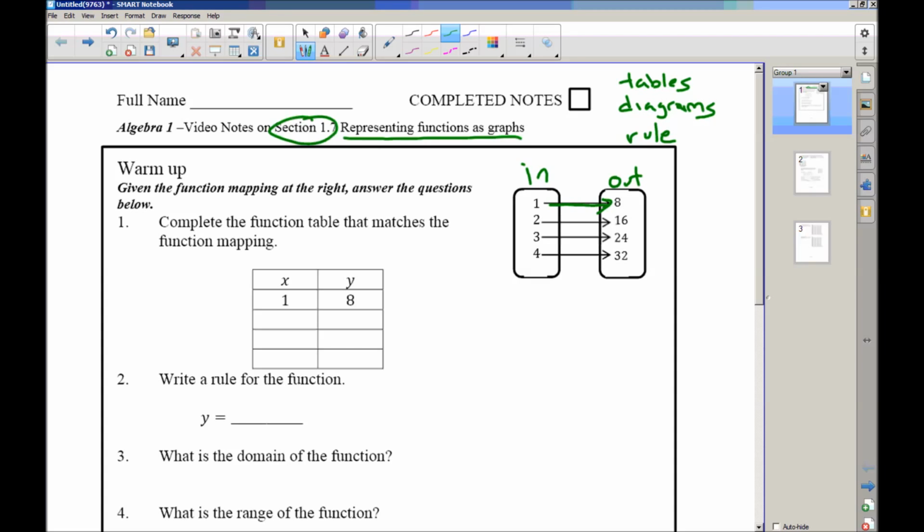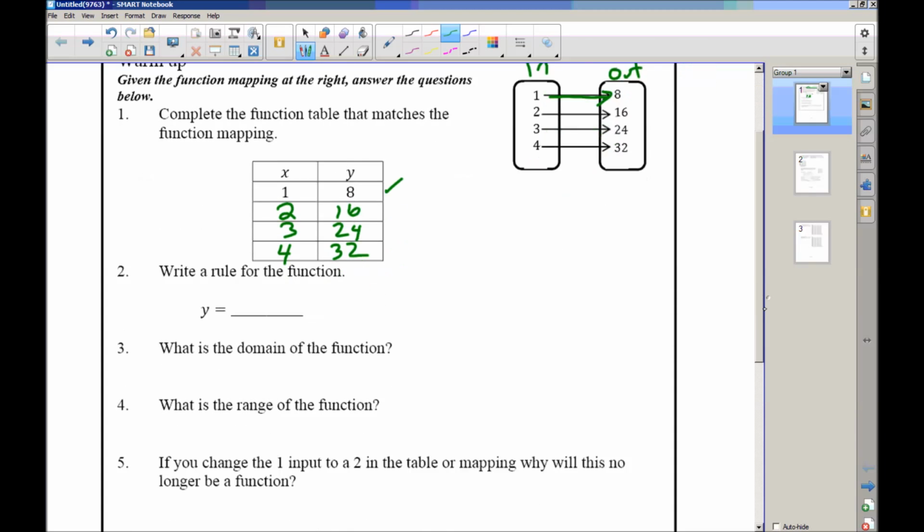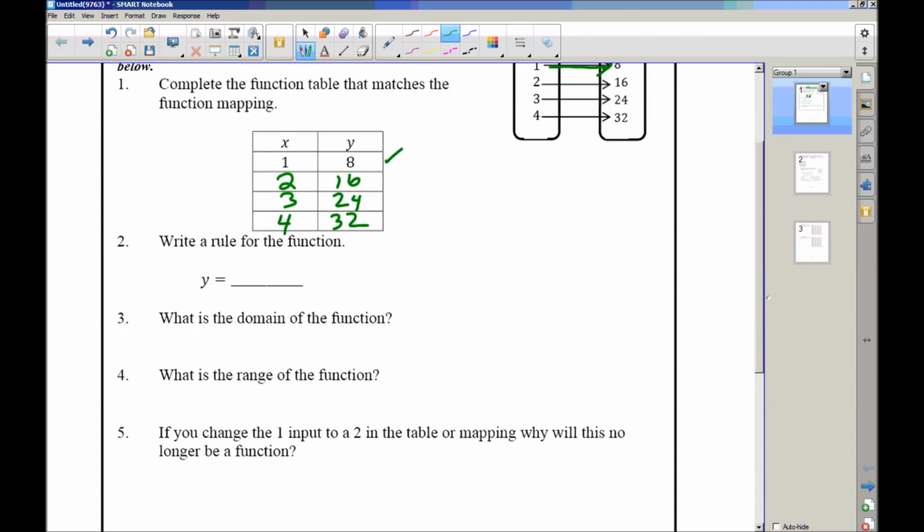And our first input points to 8, and that's already represented in the table. The second input is 2, and that points to 16. The third one is 3, and that points to 24. And the last one is 4, and it points to 32. Okay, so we're supposed to write a rule for this function. And our rule here is times by 8. We take each of the inputs, and if we times them by 8, we get the outputs.